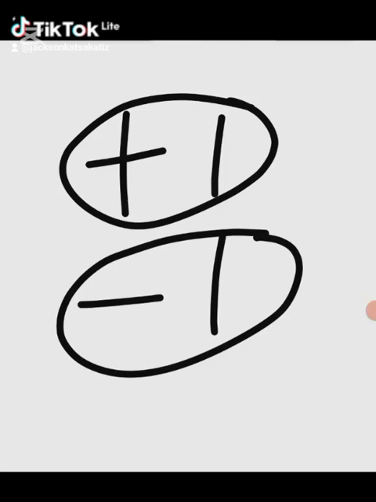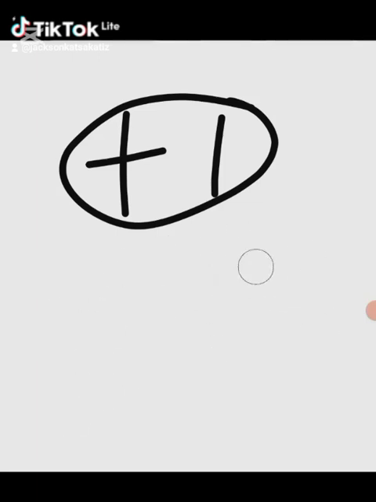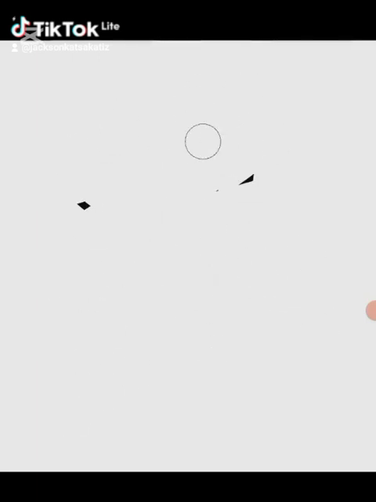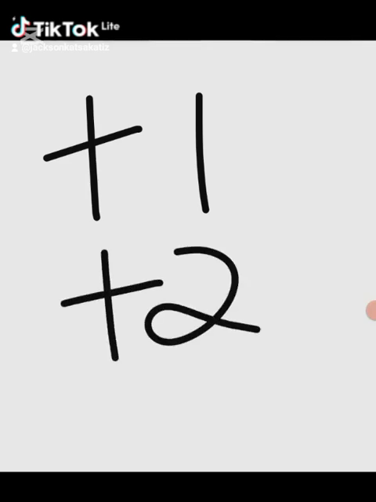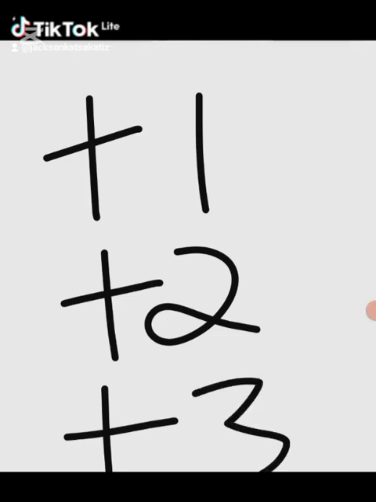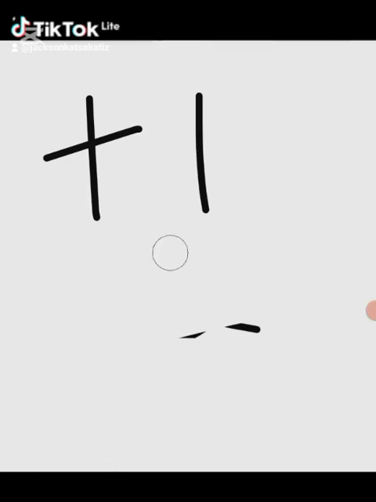Now, when we want to write a number which is positive, it is written as positive 1. And if we want to write positive 2, it is written as positive 2. Again, if we want to write positive 3, it is written as positive 3. Now, that means we can have numbers increasing from 1 up to infinity.